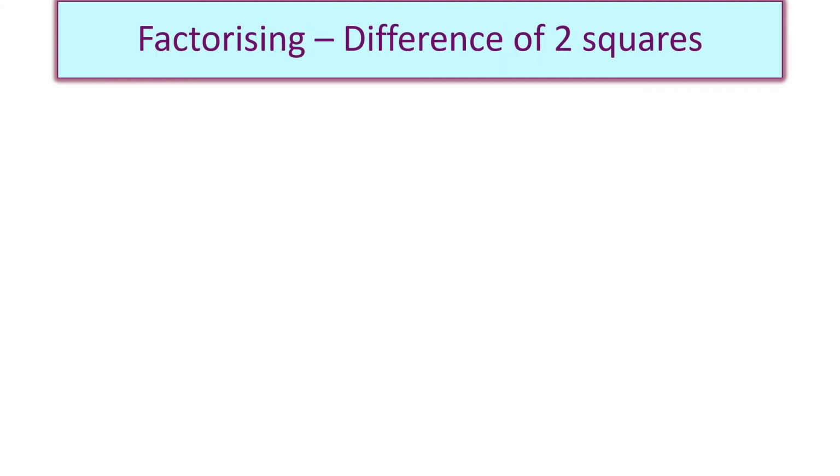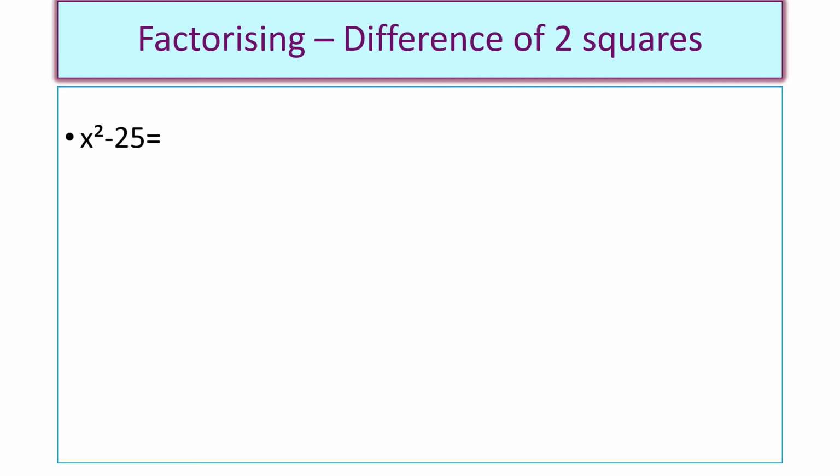Now, in this slide, we're going to look at factorising expressions, but we're going to focus on the difference of two squares. This is this type of question, like x squared take away 25. There is a very quick way you can factorize this type of expression, but I'm going to explain first why we do it the way we do.